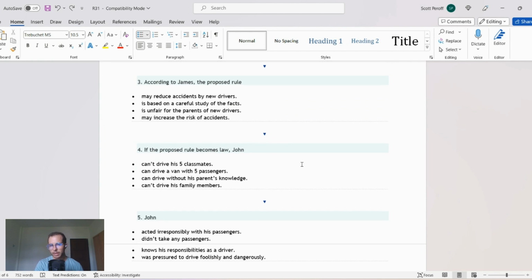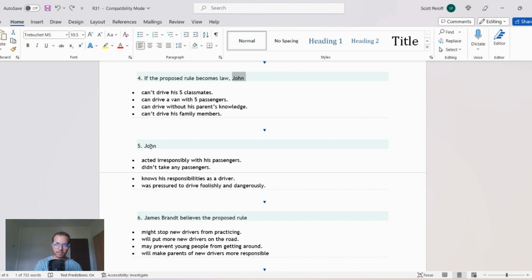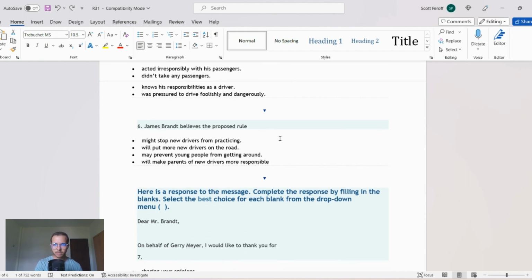If the proposed rule becomes a law, John. So I need to know, who is John? We haven't met this character yet. Again, we have John, and what are John's actions? Acted irresponsibly, didn't take any passengers, knows his responsibilities. Okay, so we're thinking about John and what is his role. James Brandt believes. Okay, so what is James Brandt's take?